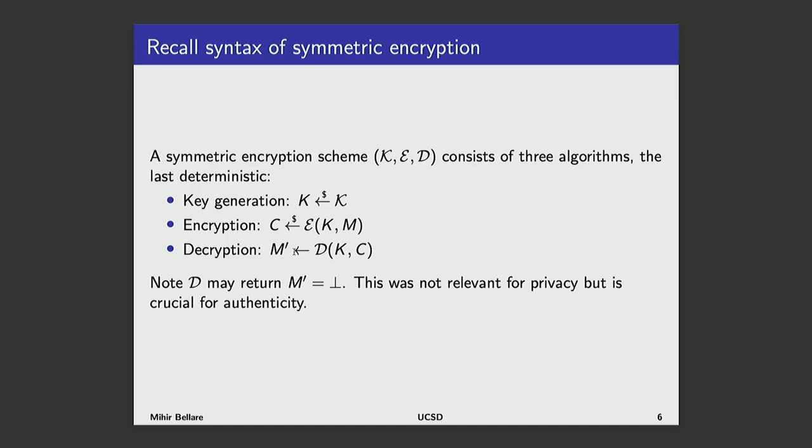Now, for privacy, we were really only concerned with reversing encryption as being the role of decryption. But when we come to authenticity, decryption also matters from the security perspective. And in particular, it's now very important that it might sometimes reject. And rejection is formalized by saying you return this symbol called bot, and that says I failed to decrypt. And authenticity will center really around when this happens.